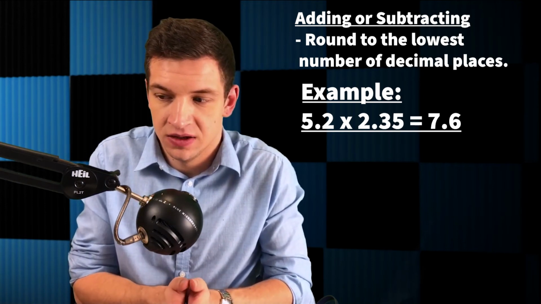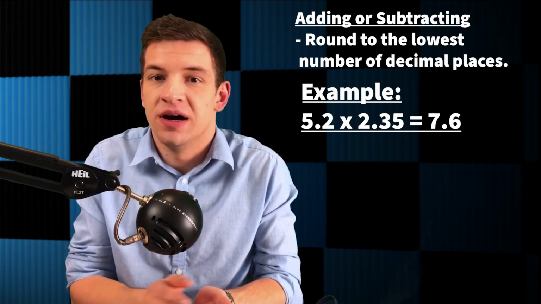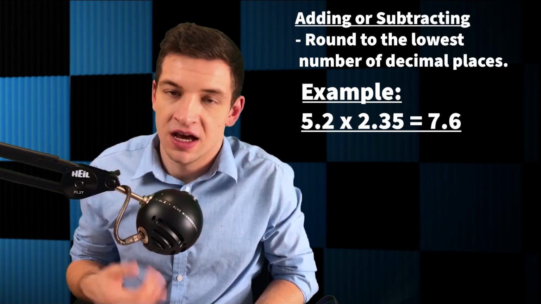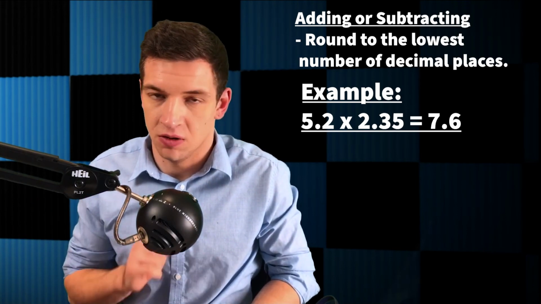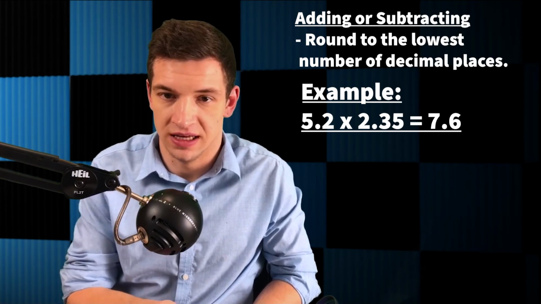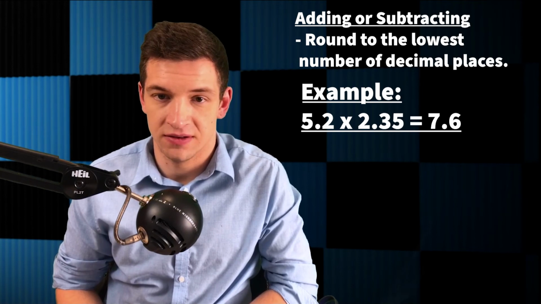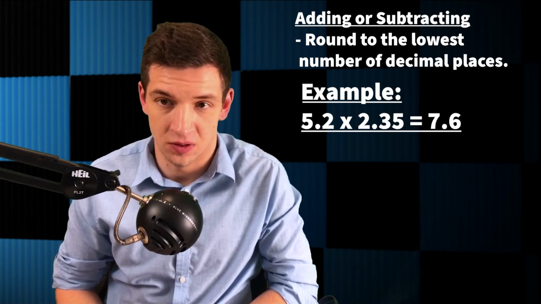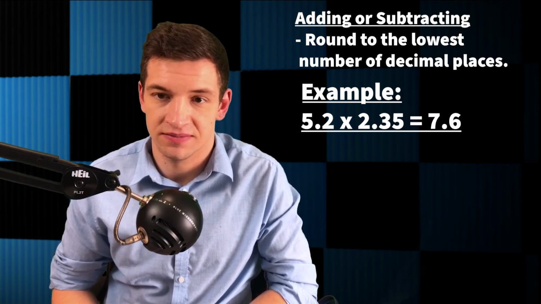All right? So your answer would be 7.55, but if you're using significant digits, you would round it to 7.6 because you're rounding up. But you only round to one decimal place because the lowest decimal in the equation is one decimal. Now, if it was something like 5.22 plus 2.35, then yes, you would keep it at 7.55.